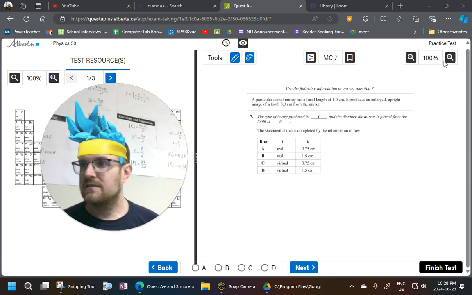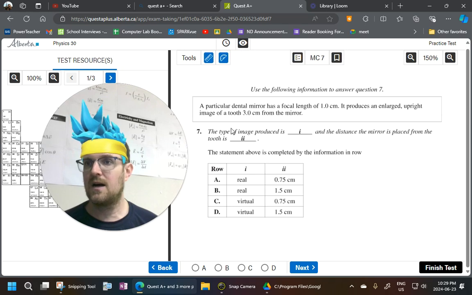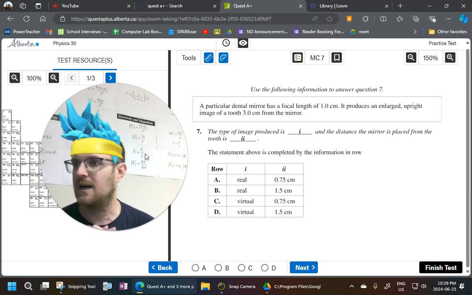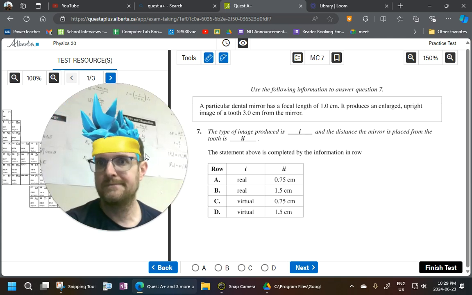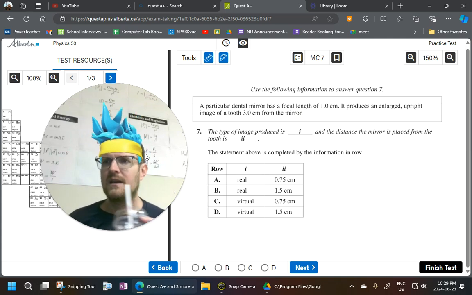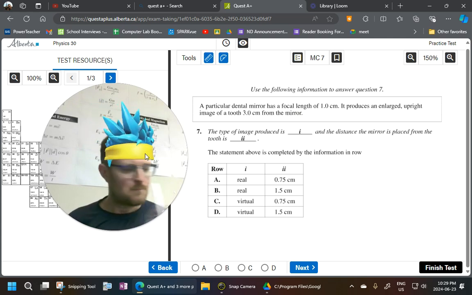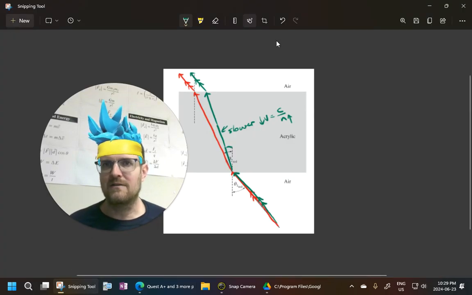A particular mirror here. Let's see. It produces an upright, enlarged image 3 centimeters from the mirror. I'm sorry, they're moving away from the word erect. Whatever. They're not making it fun anymore. What can we say about this? I'm sorry, I could have paused it when I did that, but whatever.